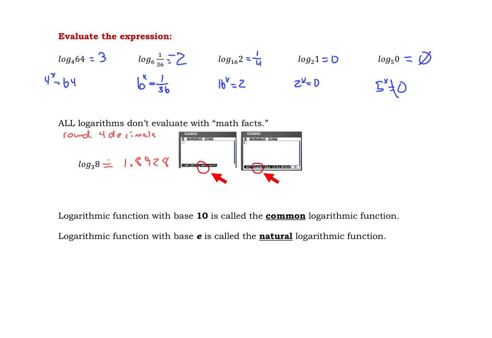A couple of things that probably should have been gone over earlier: a base of 10 is called the common log. So in our calculator, the log button is the common log. That's why we have to bring up log AB. And then the base of e is called the natural log, and so it's the LN button. So this is the log button with no base, and LN for log natural.